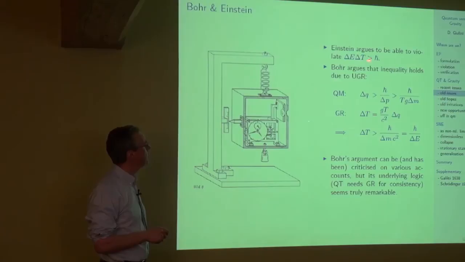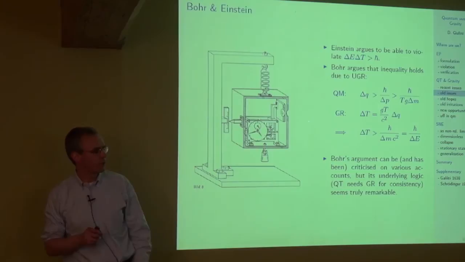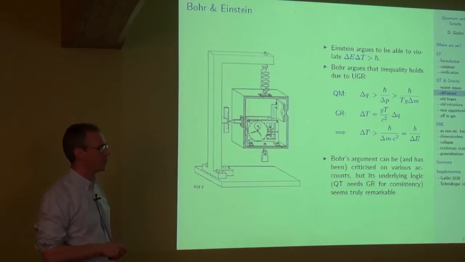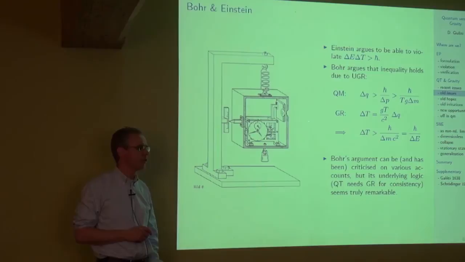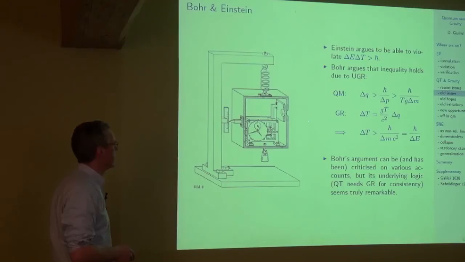So in a sense, what Bohr says is, to rescue quantum mechanics, you need to take into account this principle that's behind this equation, namely the equivalence principle. So in some sense, Bohr says, quantum mechanics needs for its consistency some aspect of general relativity. And that's very interesting. So it's just the other way around, right? And I think that's an interesting, also psychologically speaking, it's an interesting aspect of this discussion.